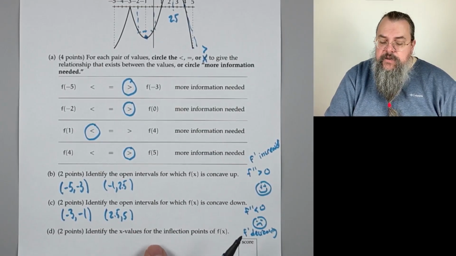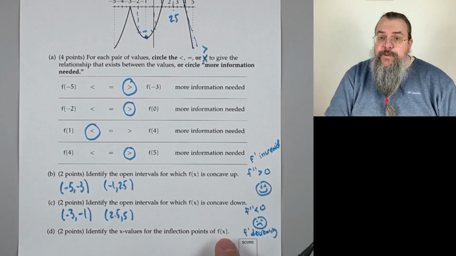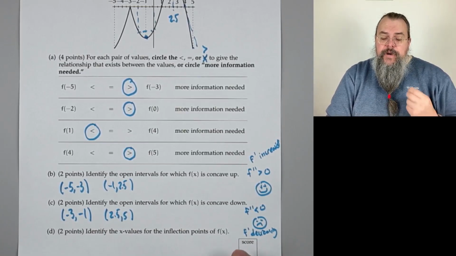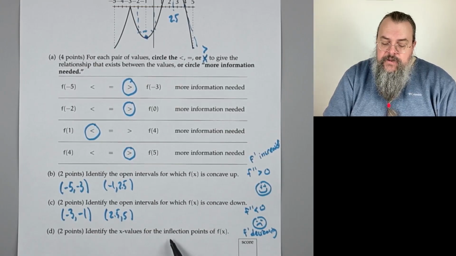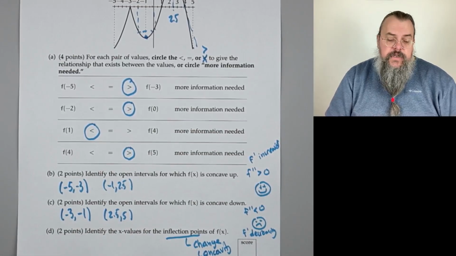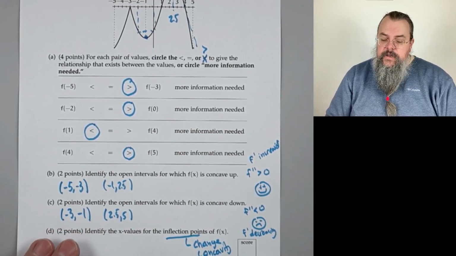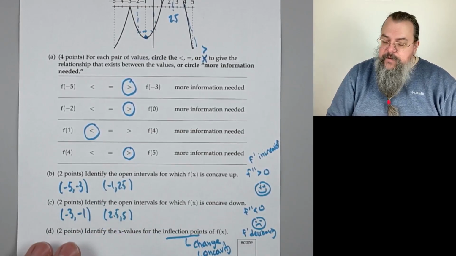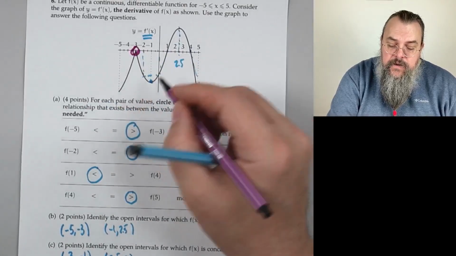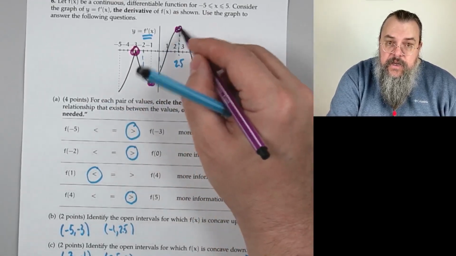Identify the x values for the inflection points of f of x. Now, you can think of it in a couple of different ways, but essentially, inflection point, you could say, that's where we change concavity. In other words, going from up to down. Okay, so where do we change concavity?